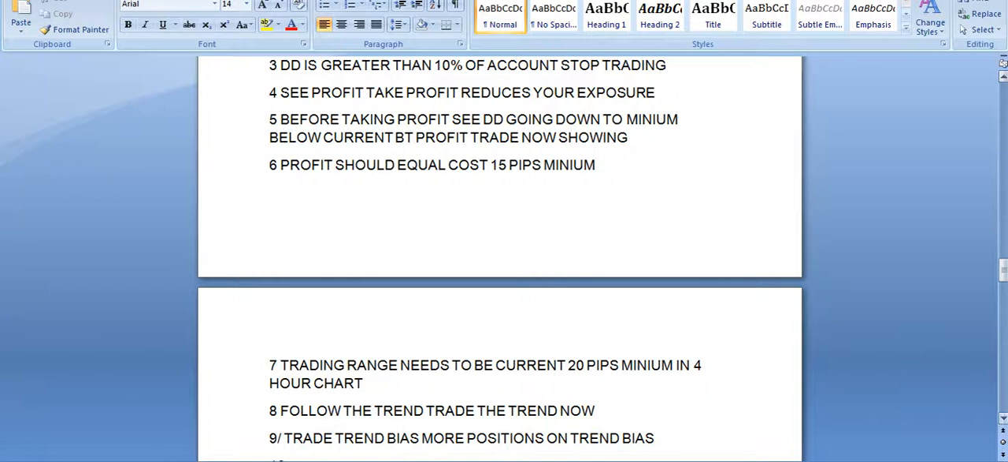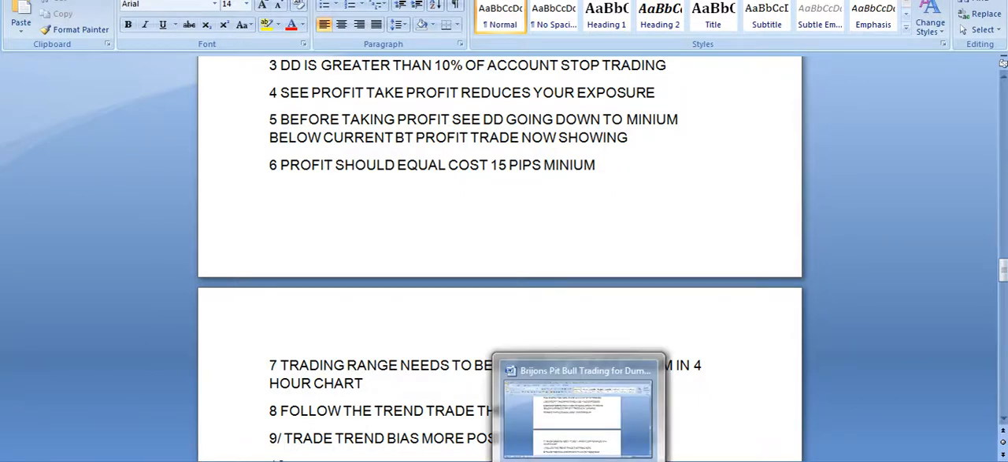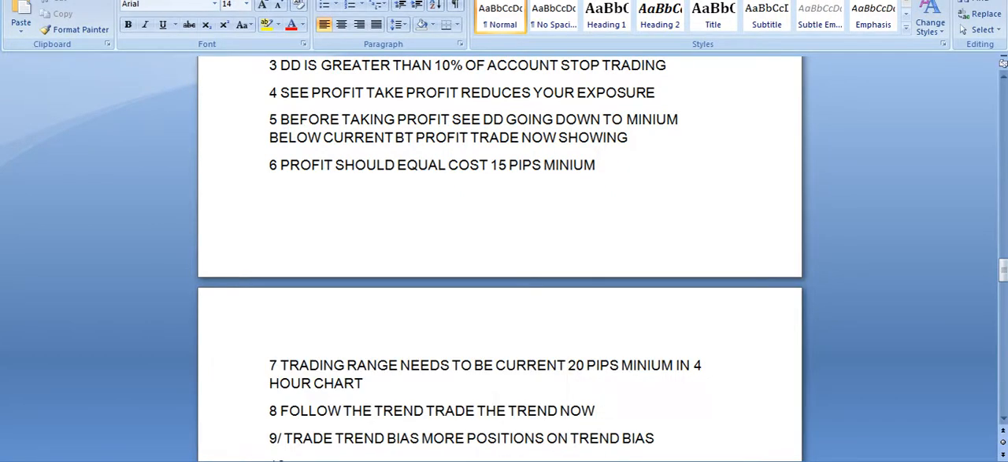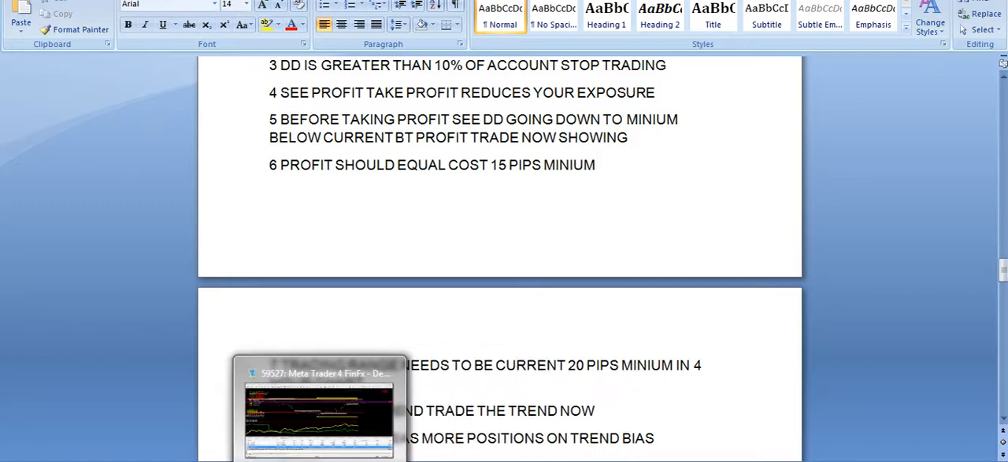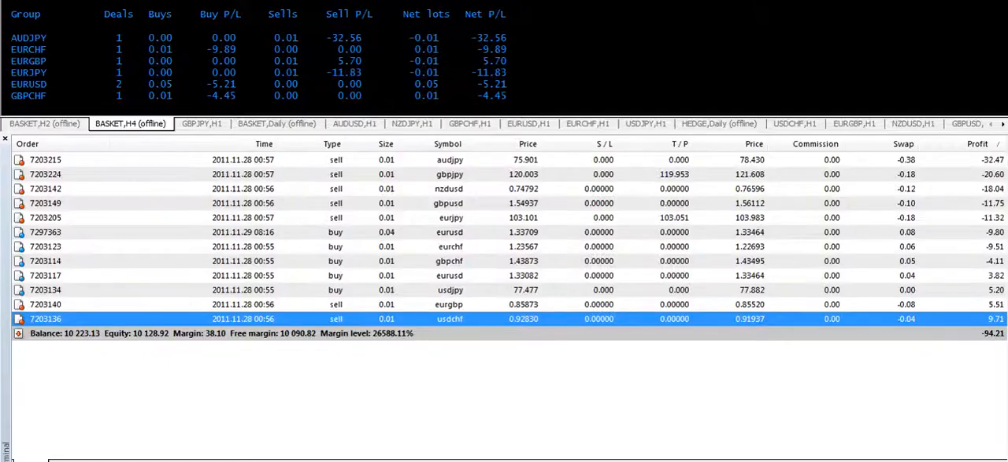Trade the trend now. Trade trend bias. We'll go back to bias. Look at the bias of your thing. We have here at the current form a bias that we're only two buys, two sells. It's pretty well a sideways market, isn't it?